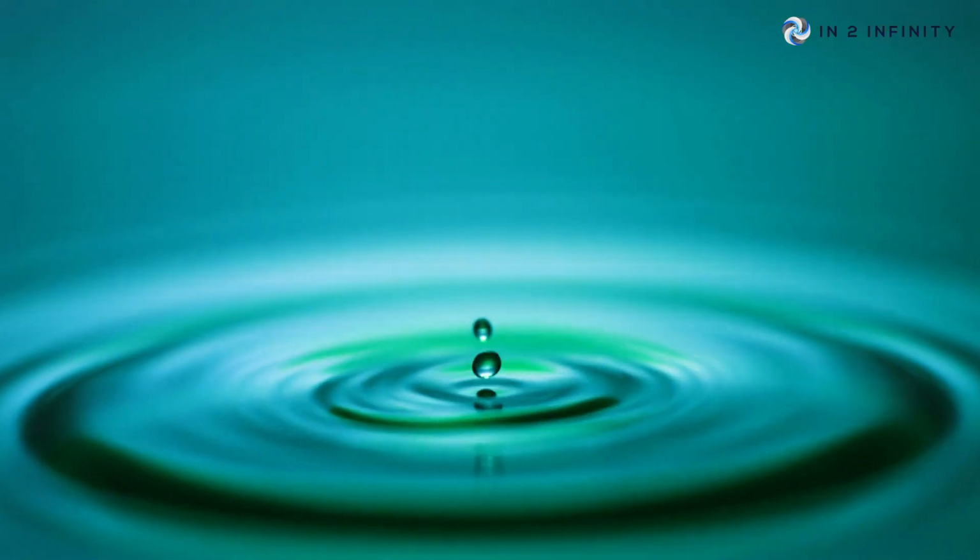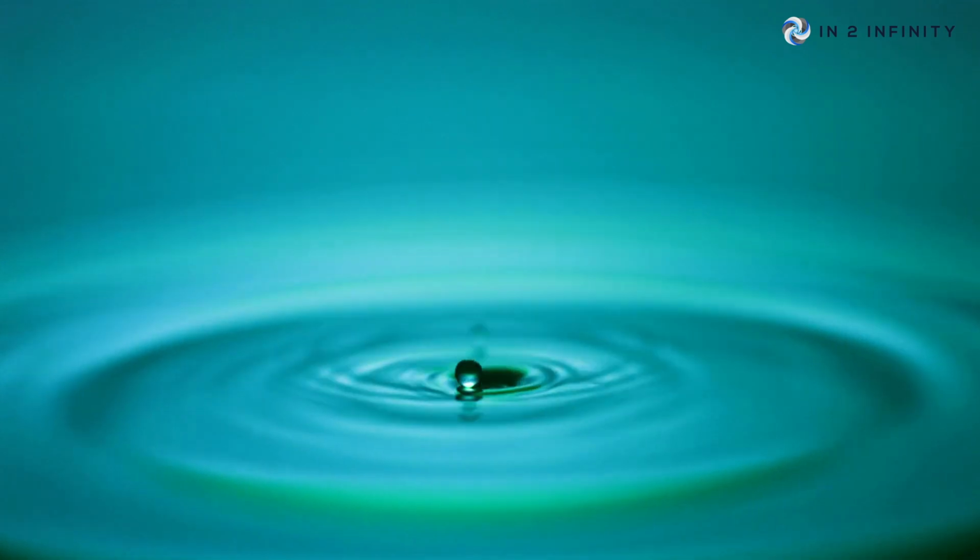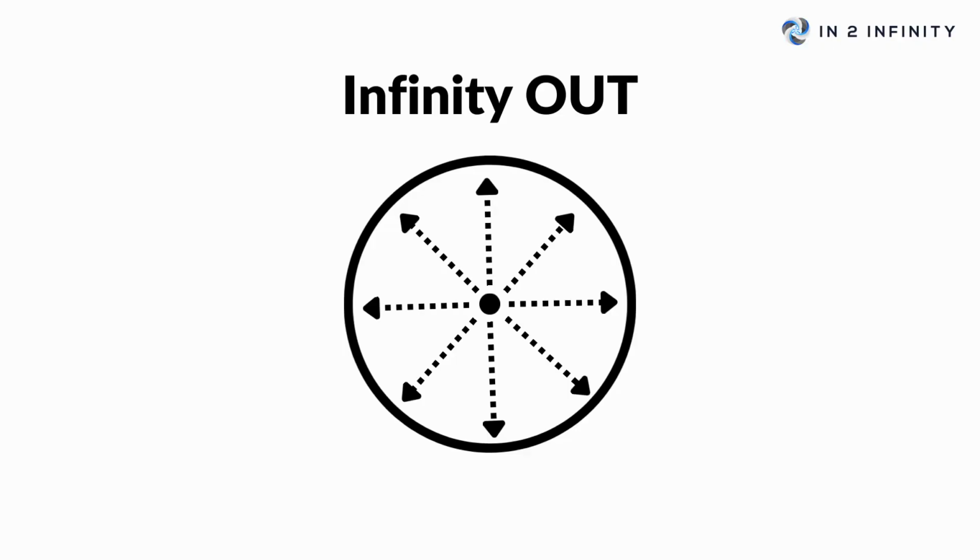Okay, I'm going to throw a stone in water, and that's like a dot. And that dot expands into a circle, the expansion going bigger into infinity out. But what happens with other shapes? Let's look at the triangle and the square.